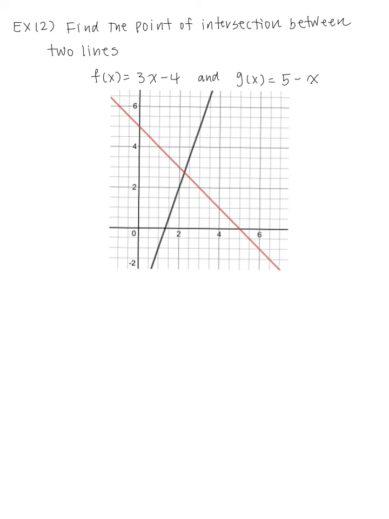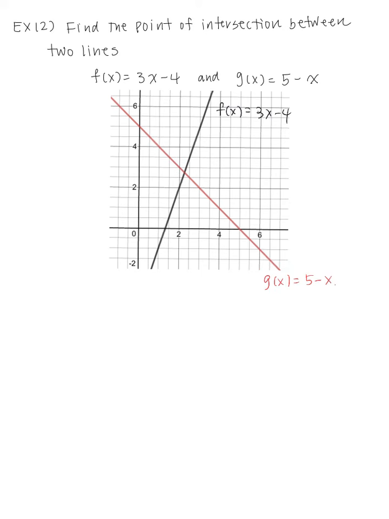Think about it. For f of x, your slope is positive, so you better have a rising line. And g of x's slope is -1, right? -1x. So that means that our red line is your g of x. So I'm going to denote this as our f of x equals 3x minus 4. And then this one is our g of x equals 5 minus x.